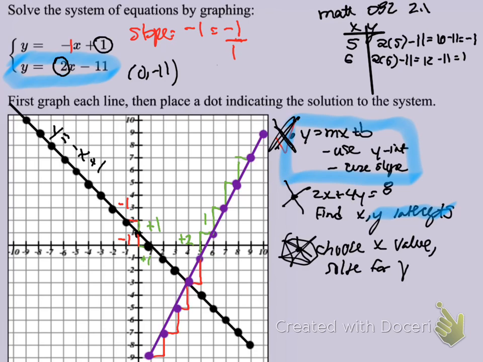So it looks to me that they meet right here. If you look at your x value, that's x equals 4, and the y value would be y equals negative 3. So the solution to this equation is x equals 4, y equals negative 3. You can write that as an ordered pair, or you can write it as x equals 4, y equals negative 3.